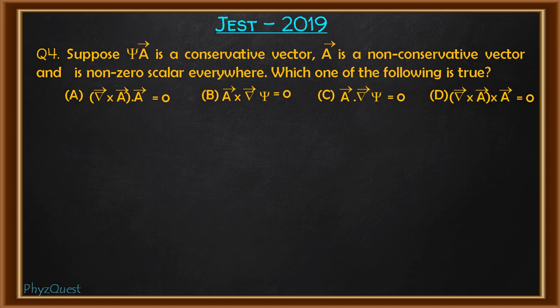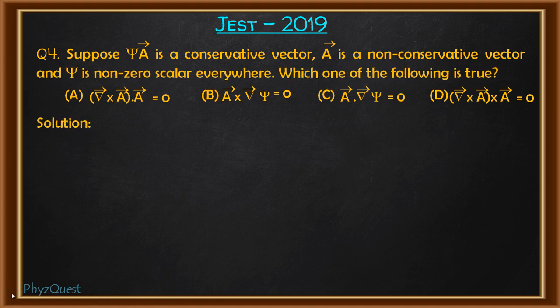Next problem, the question is: suppose ψA is a conservative vector, A is a non-conservative vector, and ψ is a non-zero scalar everywhere. Which one of the following is true? There are 4 relationships given based on the vector relationship of A and ψ, out of which we need to choose the correct option.